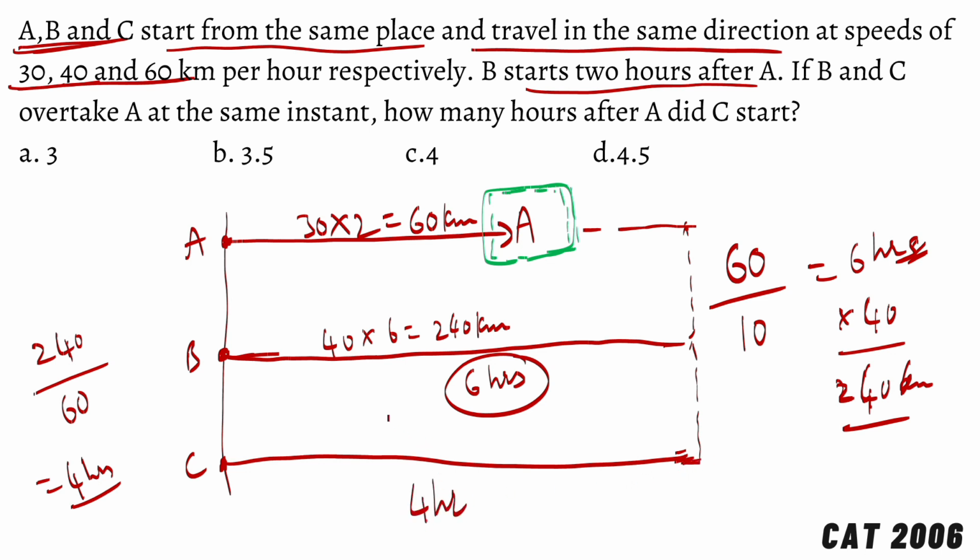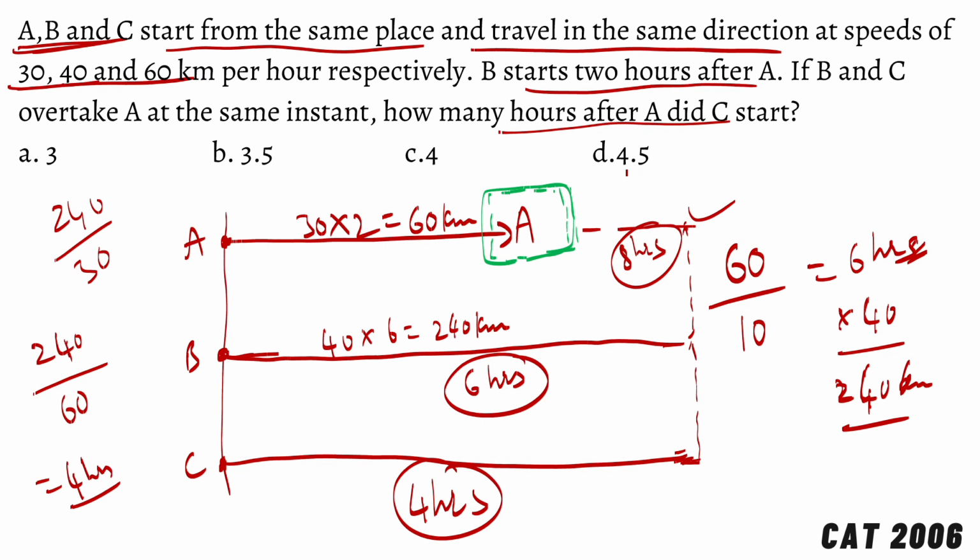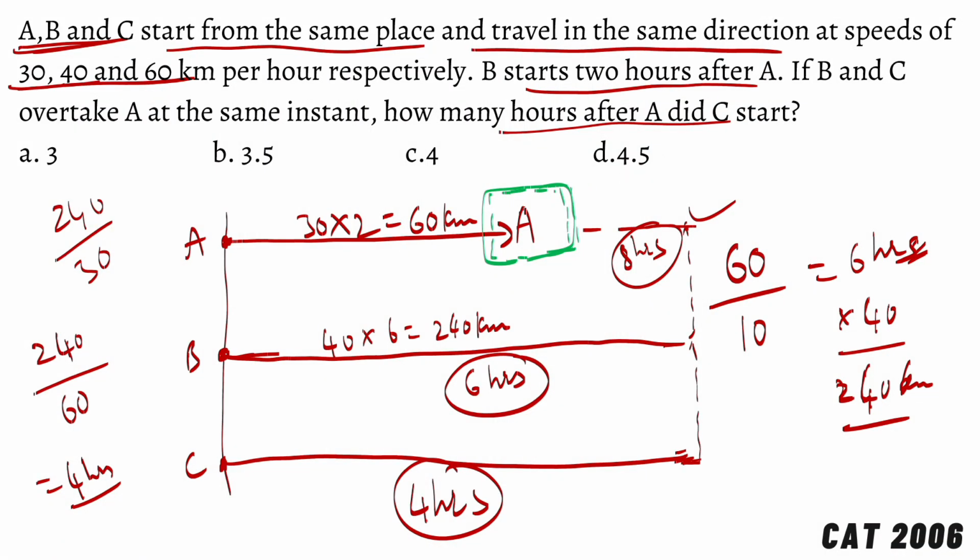And how much time does A take to arrive at this point? The total distance A is traveling is 240 and the speed is 30. So A takes 8 hours to come to this point. How many hours after A did C start? So 8 minus 4, which is equal to 4 hours. So the answer is option C.